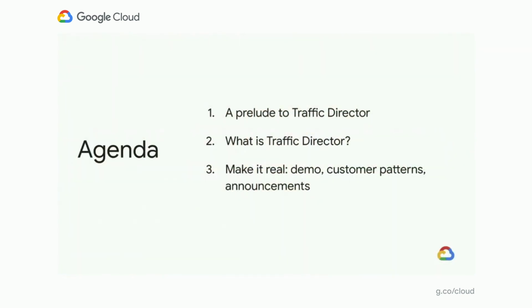Today we're here to talk about building an enterprise-grade service mesh with Traffic Director. I'm going to go through a little bit of pretext and prelude for why a product like Traffic Director even exists and why you should consider it. Then we're going to talk about what Traffic Director is. We're going to go into an awesome demo that's going to give you a good sense of how you interact with this product and how it actually works. I'll talk through some of the problems that customers are solving with Traffic Director, and then we'll go into some of the announcements that we're going to make today.